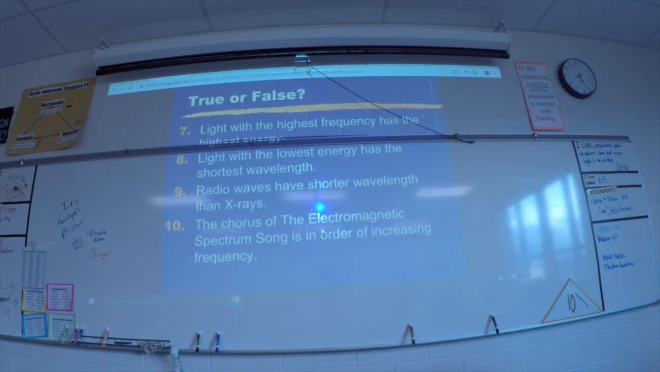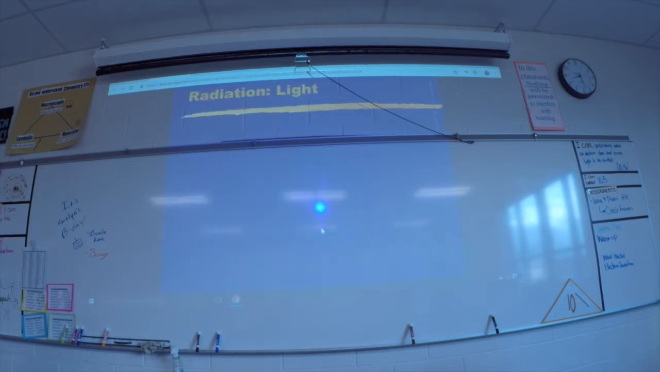And then radio waves have shorter wavelengths than X-rays. True or false? Very good. Also false. And number 10, in our song, it goes in order of increasing frequency. True. Very good. Okay, so the last equation here is how we can now calculate the energy of waves.